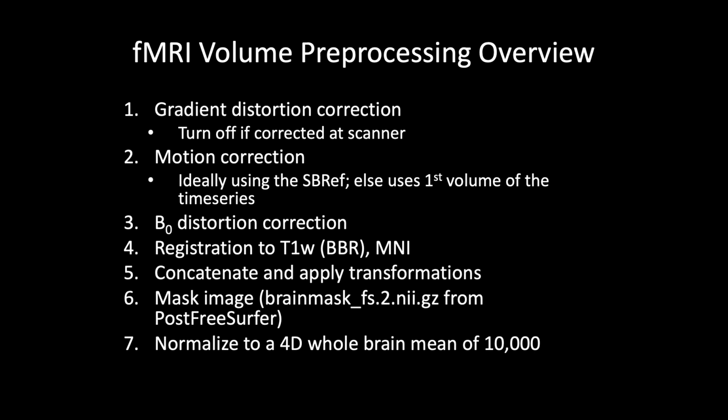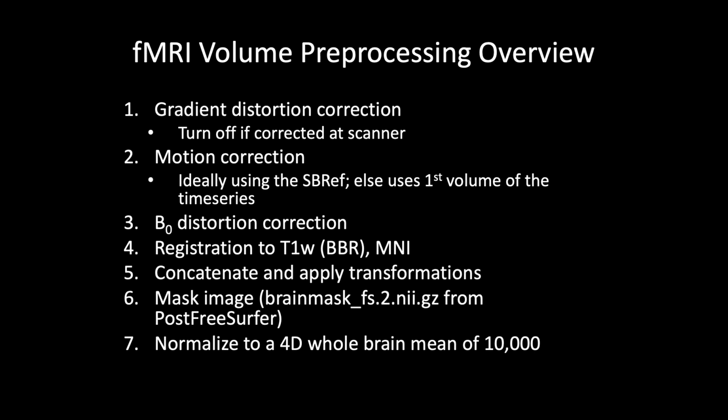So as far as the pre-processing approach for the volumes, the fMRI volumes, it's probably fairly similar to what you've been hearing before, with a couple of additional things they've thrown in, mainly being the gradient distortion correction, which we're doing at the scanner, so that would be an option you would not choose to use as part of the processing tool. Motion correction, ideally using that single band reference image, otherwise you just use the first volume. Then the next step is applying the field map correction, followed by registering to our T1 weighted structural image, and bringing everything into MNI space.